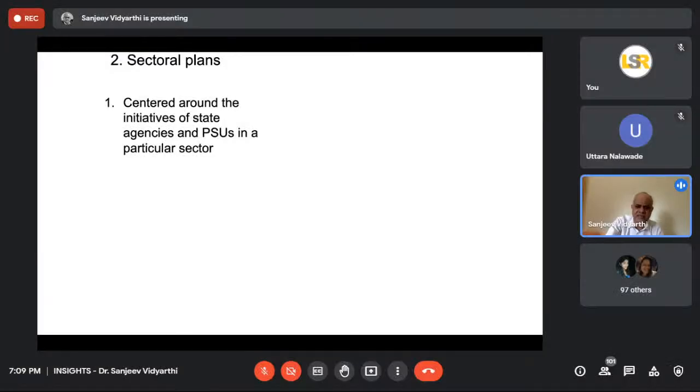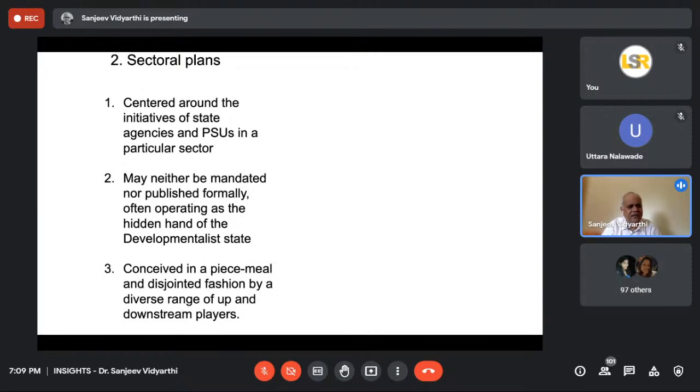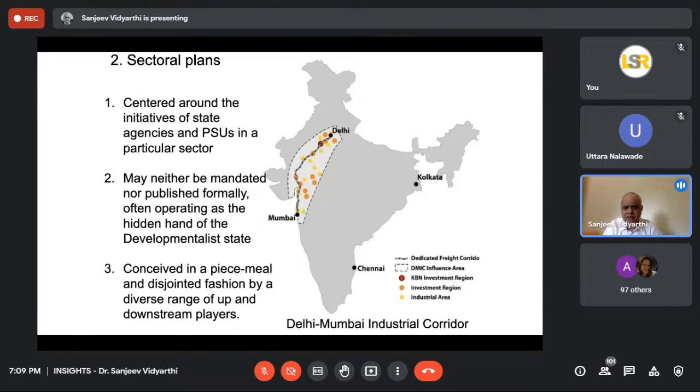They are sort of centered around the initiative of state agencies and public sector undertakings. इनकी खास बात ये होती है कि ये चुपचाप, they are very silent, right? If you're not paying attention, you would sort of miss this. They're sort of the hidden hand of the state, and they're oftentimes conceived in a piecemeal and disjointed fashion by different actors. A good example is the Delhi-Mumbai Industrial Corridor.